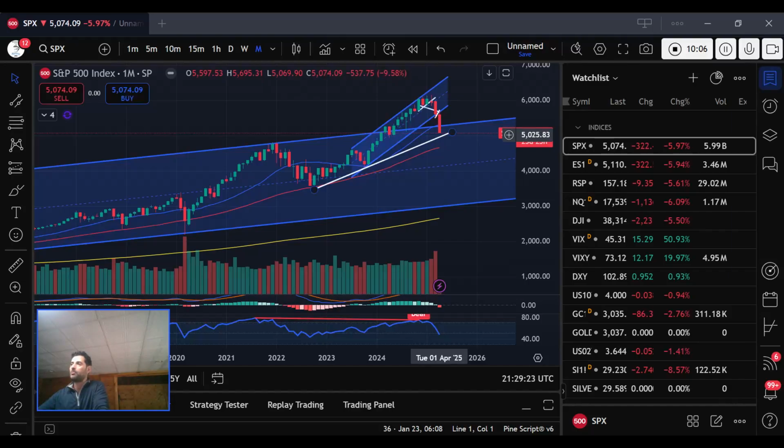But we're coming into some support nonetheless. But if the selling continues, guys, and it breaks below this trend line here and makes it below the 50-day moving average on a monthly chart, which is at 4,600, then we're going down to 4,100.